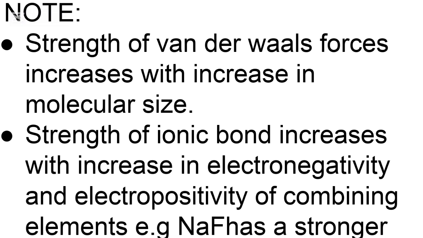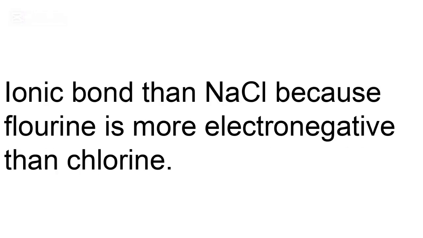Then something else to note is that the strength of the ionic bond increases with increase in electronegativity and electropositivity of the combining elements. For example, sodium fluoride has a stronger ionic bond than sodium chloride because fluorine is more electronegative than chlorine. So you notice fluorine is more electronegative than chlorine, and that is why sodium fluoride has a stronger ionic bond than sodium chloride.